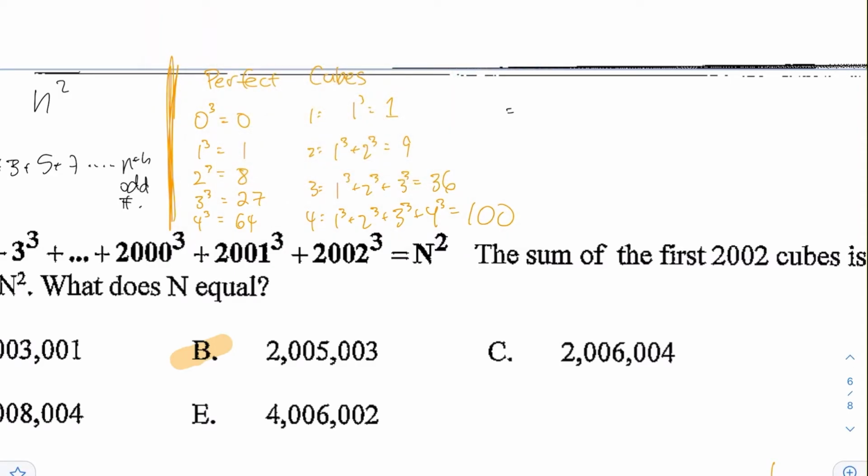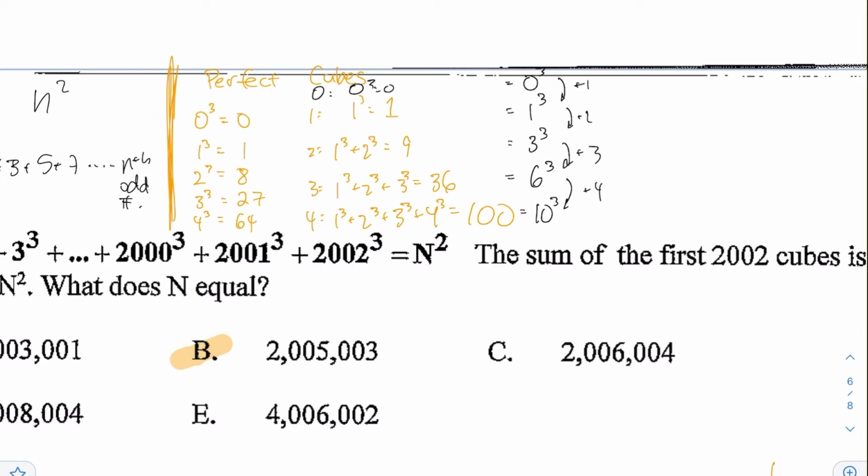The first cube is just 1 cubed. Then the first 2 cubes is 3 squared. Then for the first 3 perfect cubes, that's 6 squared. And then when you add the first 4 cubes together, that's equal to 10 squared. So you kind of see a pattern here when you have, well, normally the 0 cube is just 0. So you have plus 1, then plus 2, then plus 3, then plus 4, etc., etc.